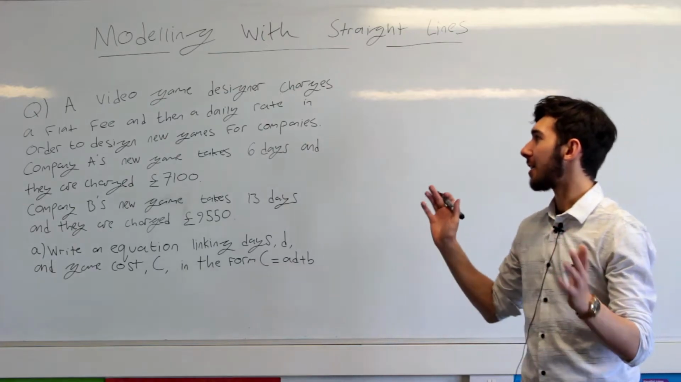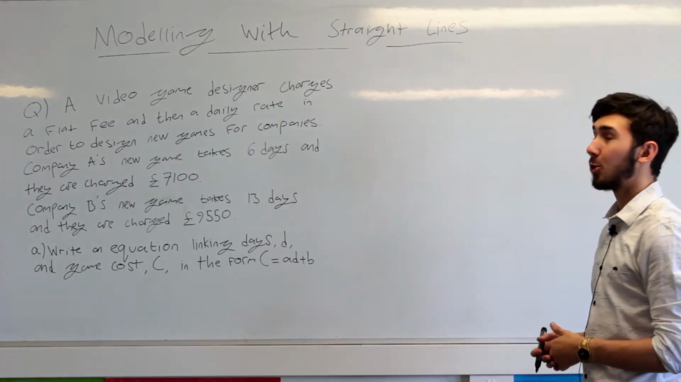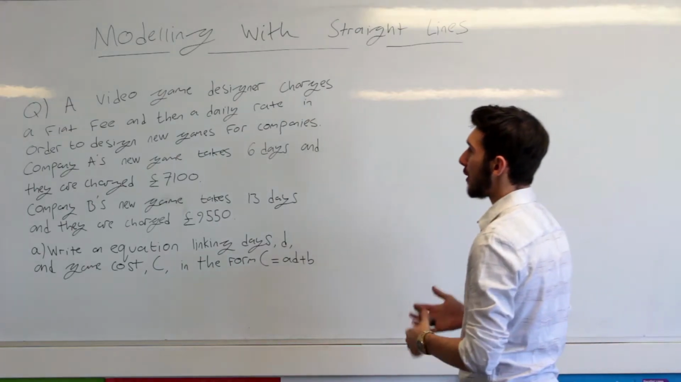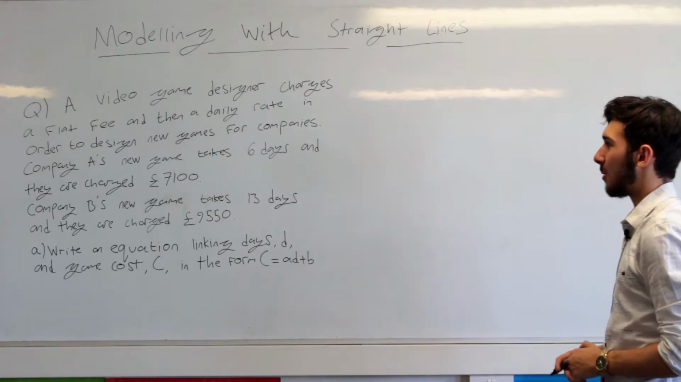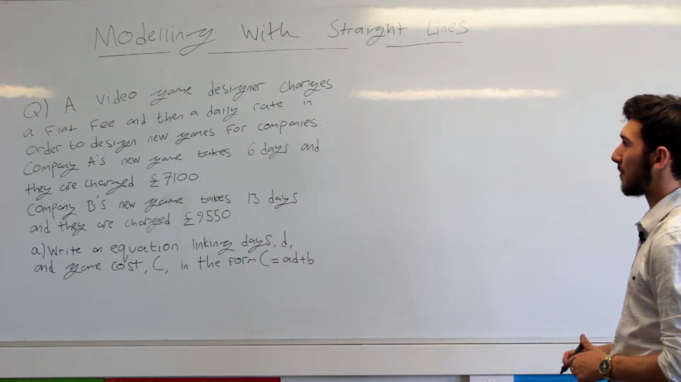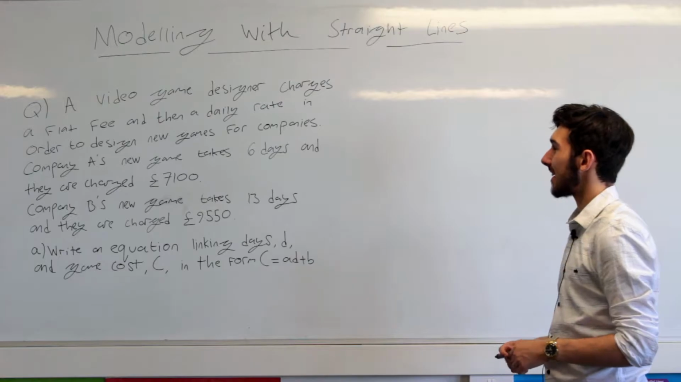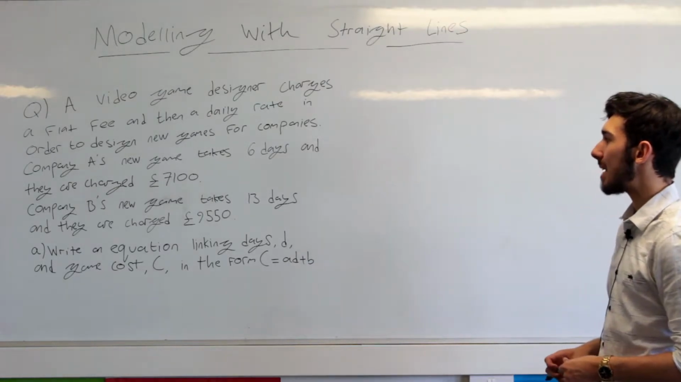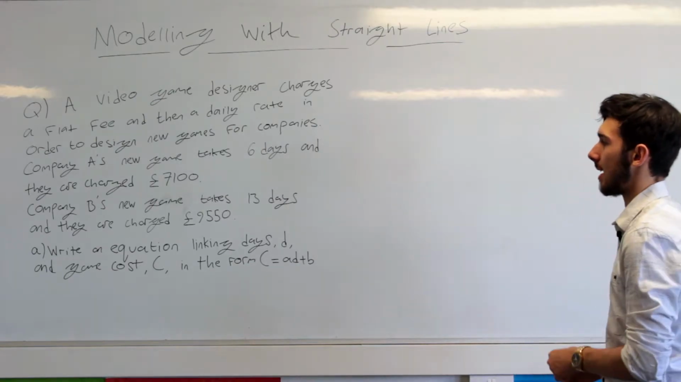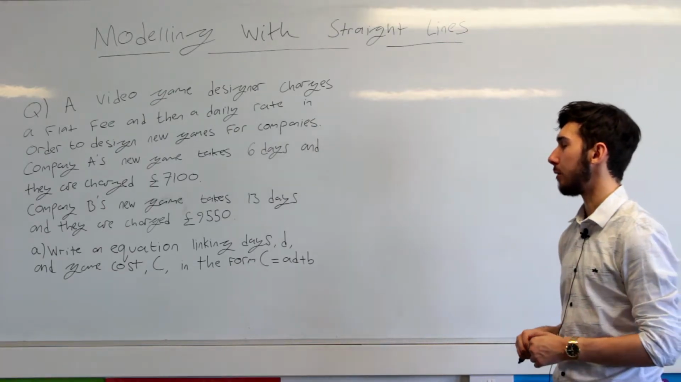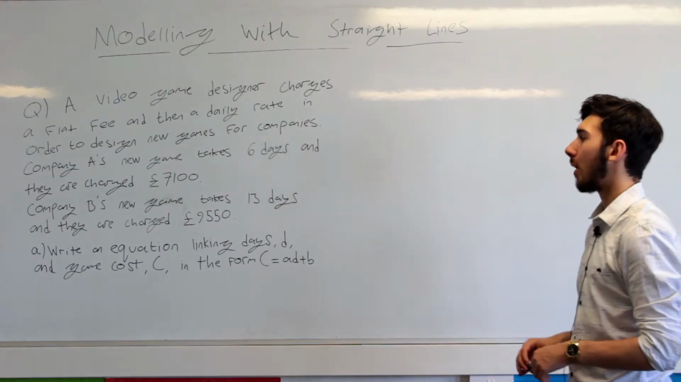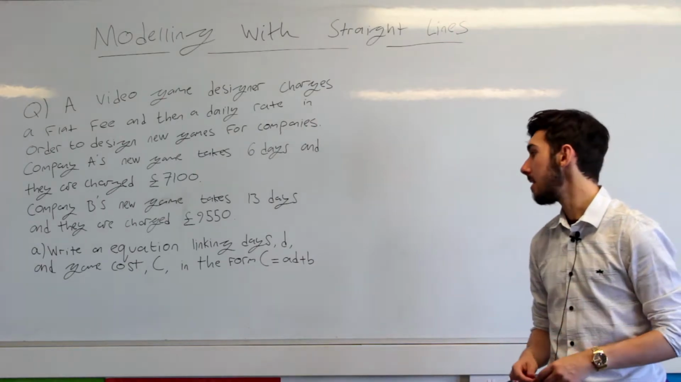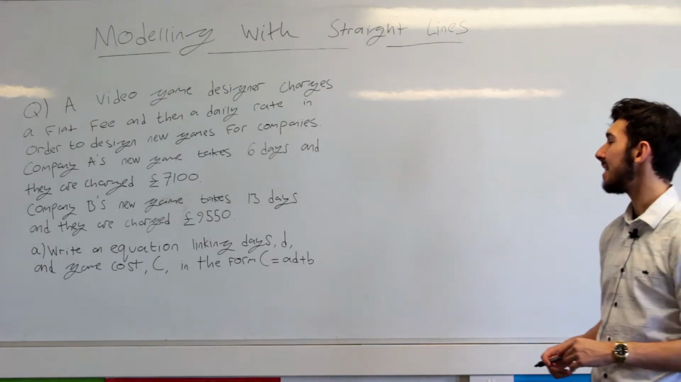Anyways, okay, so a video game designer, not a website designer, a video game designer, charges a flat fee and then a daily rate in order to design new games for companies. Company A's new game takes 6 days and they're charged £7,100. Company B's new game takes 13 days and they're charged £9,550. Write an equation linking days, D, and game cost, C, in the form C equals AD plus B.